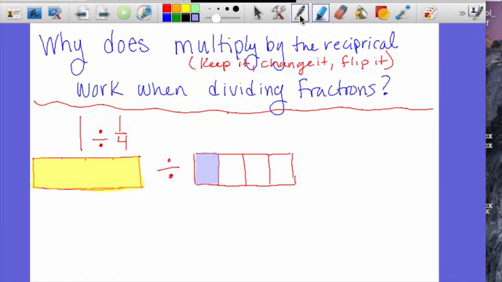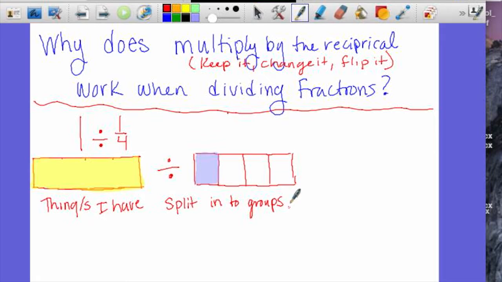Okay, so remember dividing is, this is what I have, the thing or things I have, and I'm going to split it into groups. In this case, of 1/4, which is kind of different. I have to slice things, so what I'm actually doing is how many fourths are in one whole.